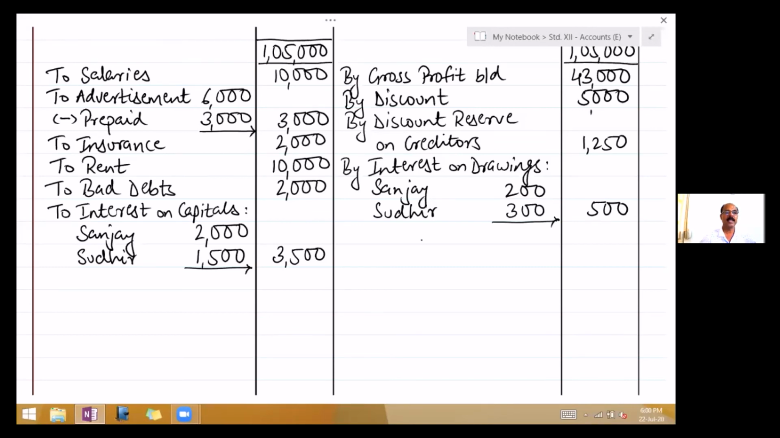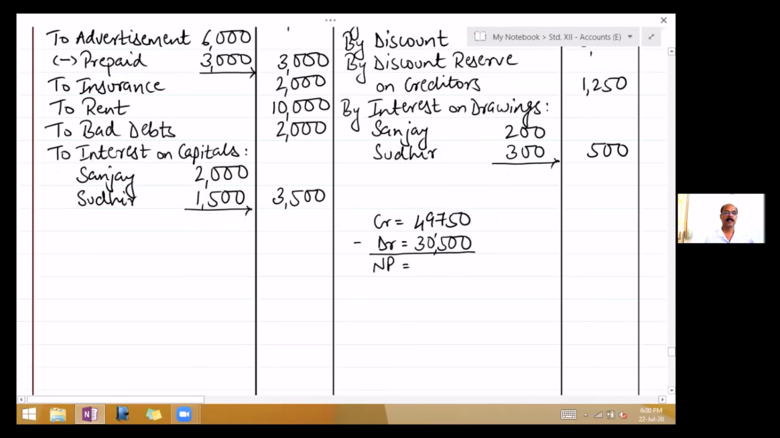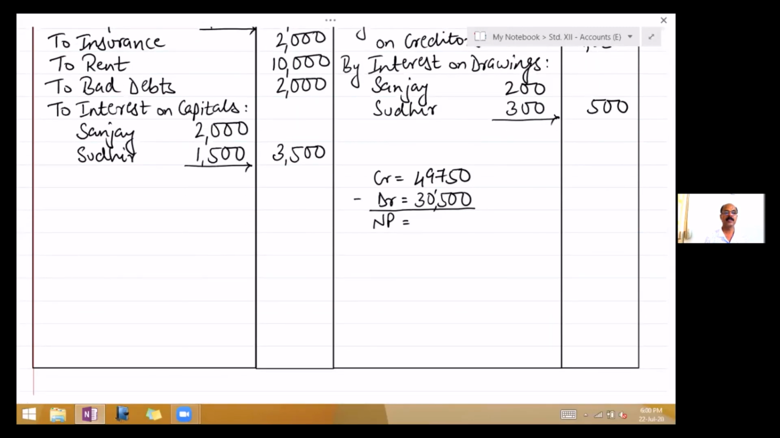So now take the total of the credit side. I look at the figures and I feel the credit side is more. So 43 plus 5, 48,000, plus 1,750: 49,750 is the total credit side. Now take the debit side total: 10 and 3, 13 and 2, 15, 25, 30,500. Subtract. Net profit is 19,250. Is it? Yes, sir.